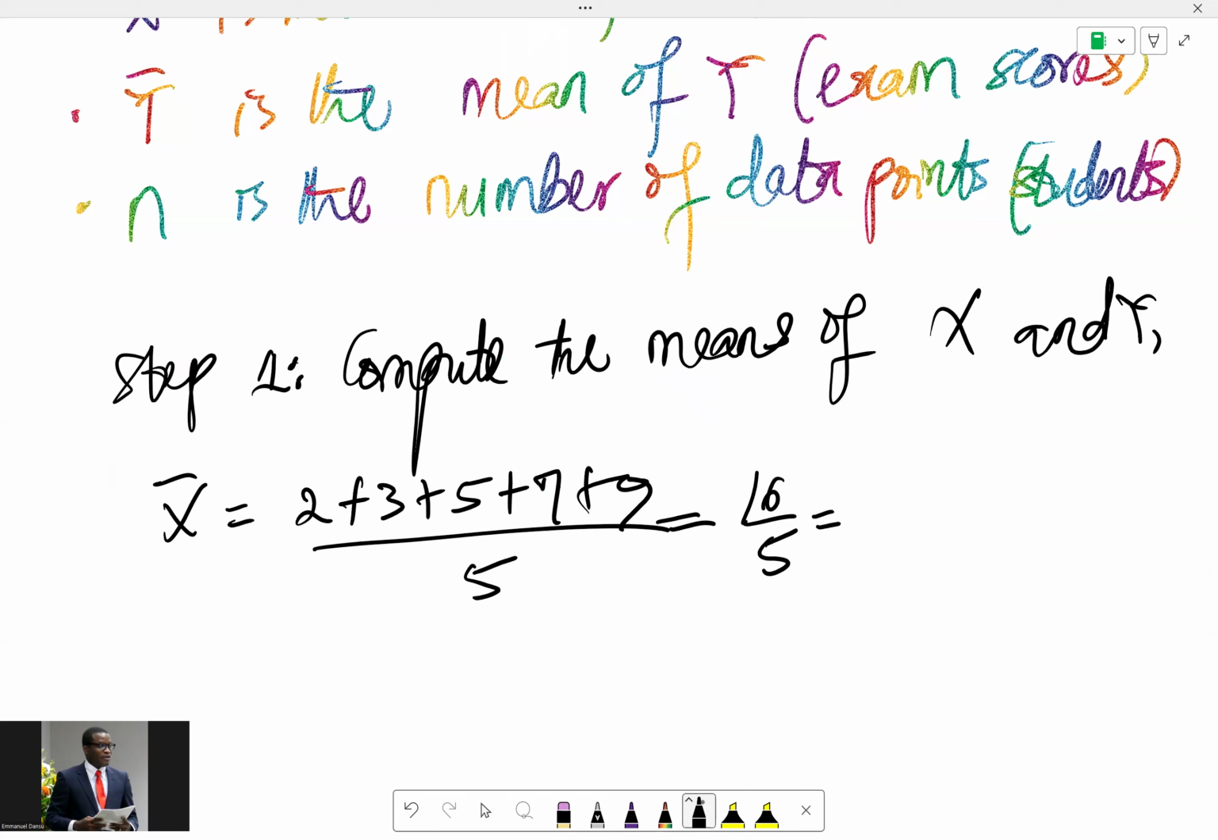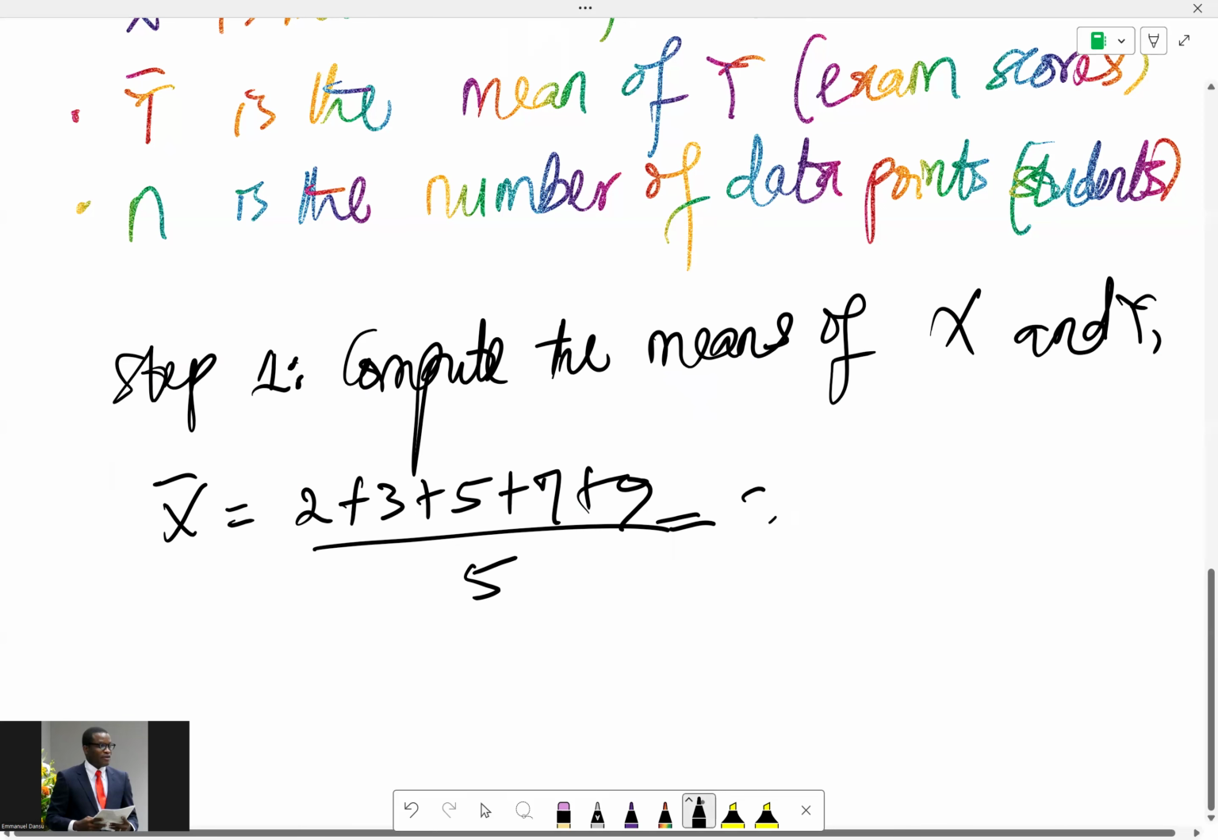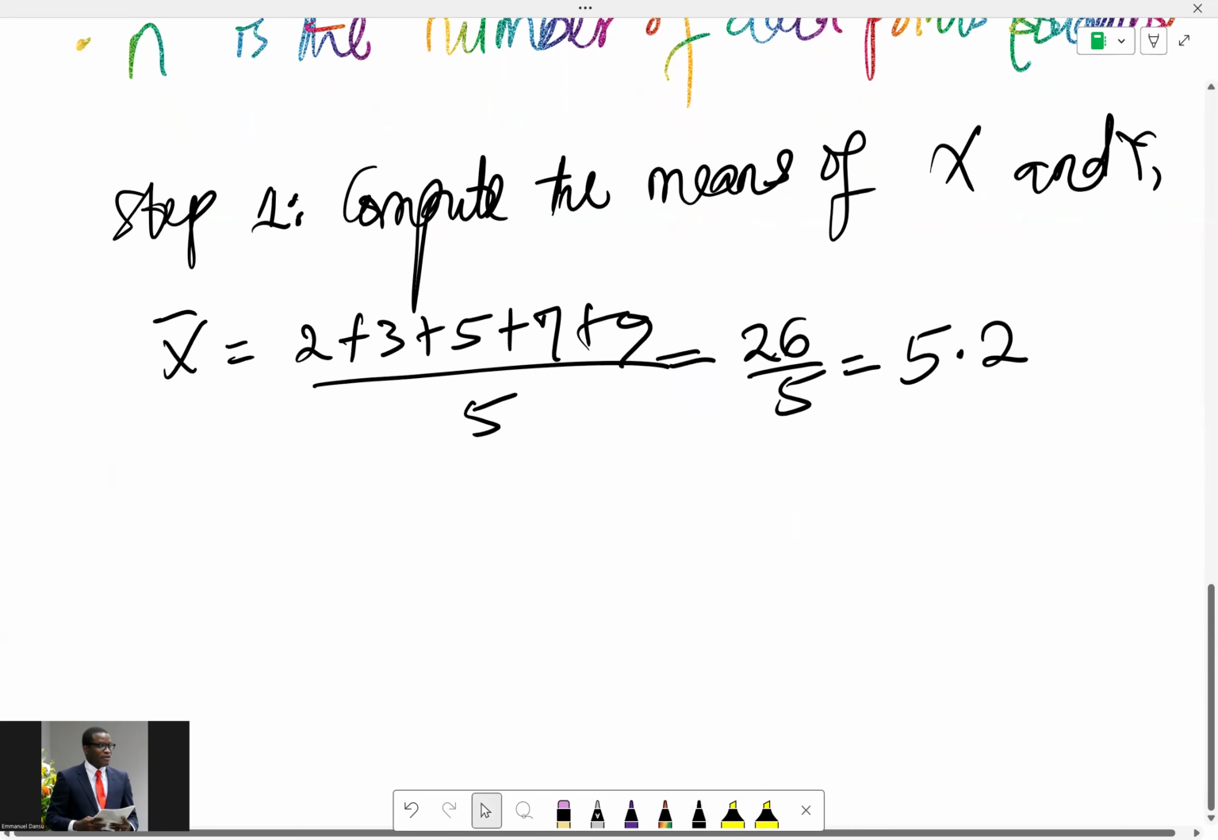Am I correct? 2 plus 3, 5, 5 plus 5, 10. 10 plus 7 is 17. 17 plus 9 is 26. Sorry. That's 26 over 5. So 5 in 26 is 5, remember 1 over 5 is 0.2. So X bar is 5.2.